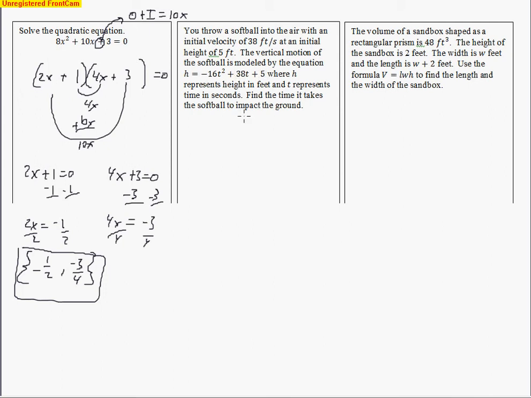And so what they're asking for, it tells us again, h is height in feet, t is time in seconds. Find the time it takes the softball to impact the ground. So you have to read what the question's asking. This tells us we need to set h equal to 0. So if they said find the time the ball is 1 foot above the ground, then we'd set h equal to 1. It depends on what they're asking.